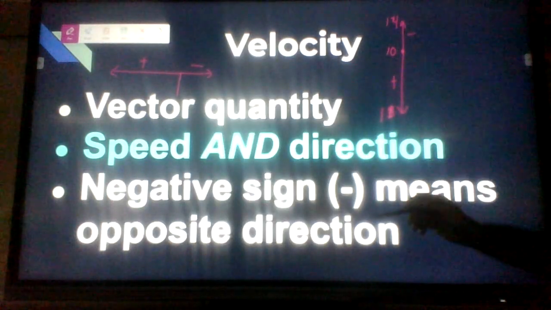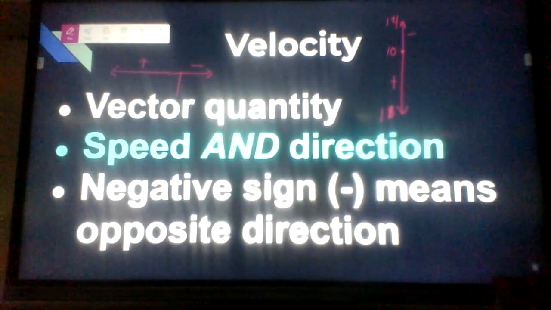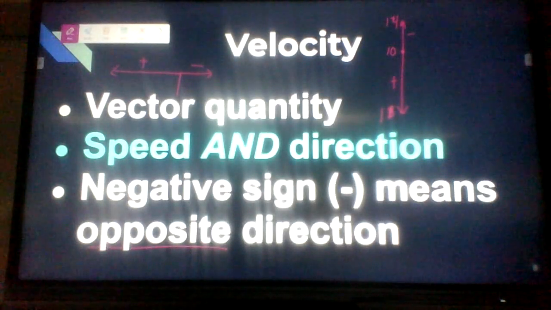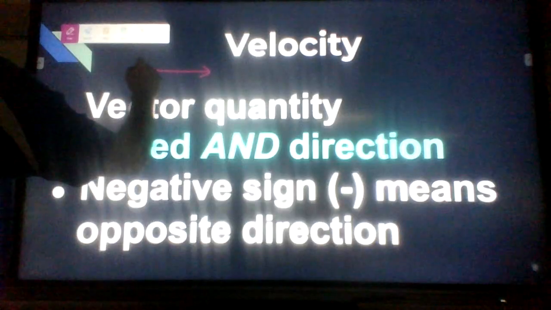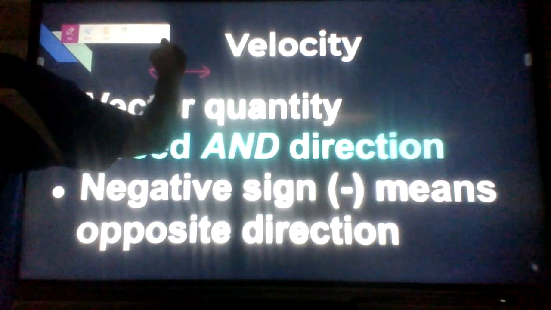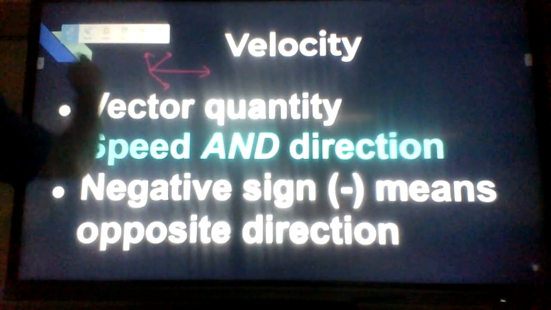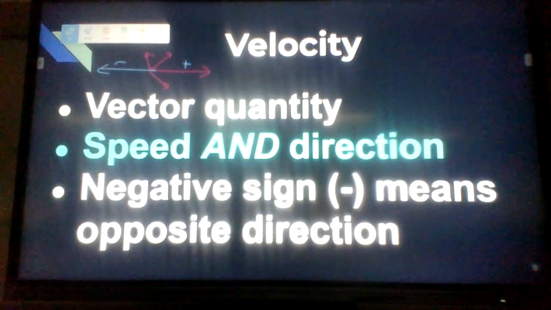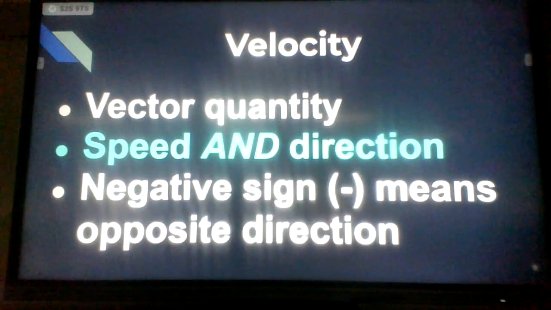So in vector velocity, the desired direction is positive, and the opposite direction is negative. Not just a wrong direction. If I want to go that way, well, this way is wrong, this way is wrong, and this way is wrong, but there's only one opposite. That's positive, that's negative. There's only one opposite direction that we can call negative.